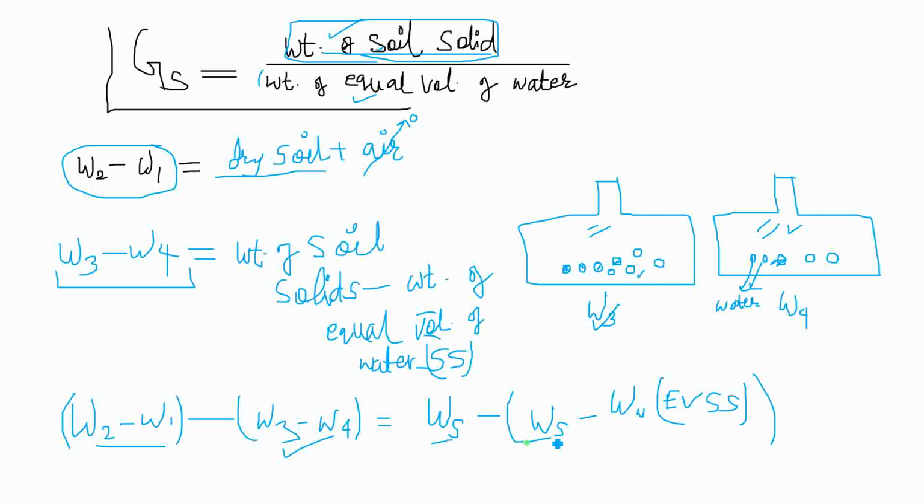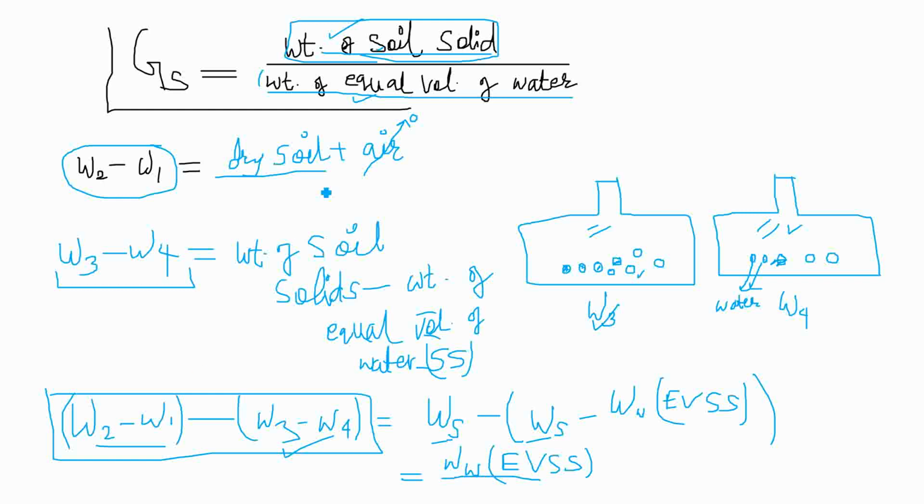So this term and this term get cancelled out, and we have the weight of water that occupies equal volume to the soil solids. And if we look at this term, then this is also the weight of equal volume of water, and this is also the weight of equal volume of water. So this W2 minus W1 minus W3 minus W4 term completely replaces this term. Hence the upper term is replaced by W2 minus W1, and the below term is replaced by W2 minus W1 minus W3 minus W4. In this way this formula works.